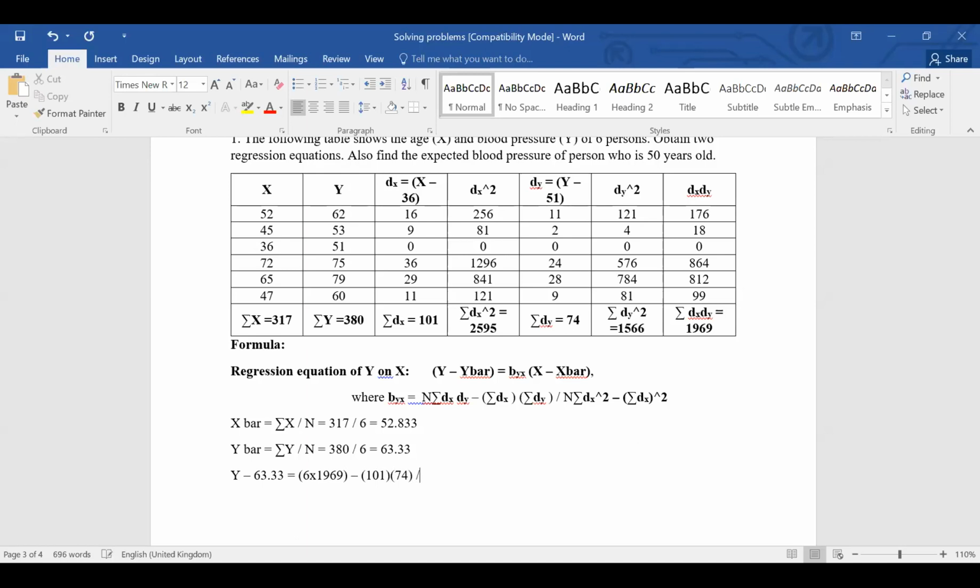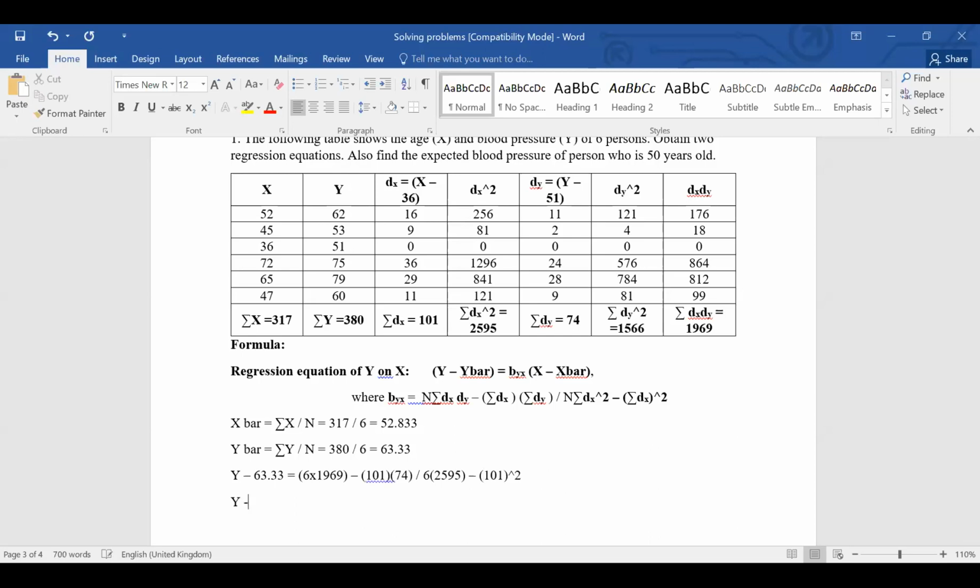And divided by again 6 into summation dx square, 2595, minus summation dx the whole square. What is summation dx? 101, the whole square. Please be careful while calculating, since I have written it in the same line. Now what is the answer?